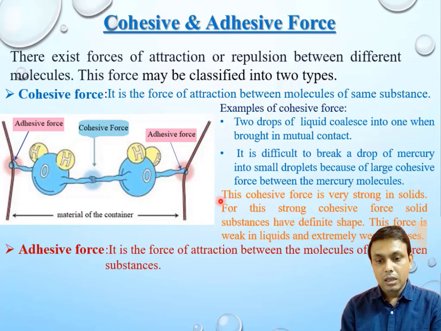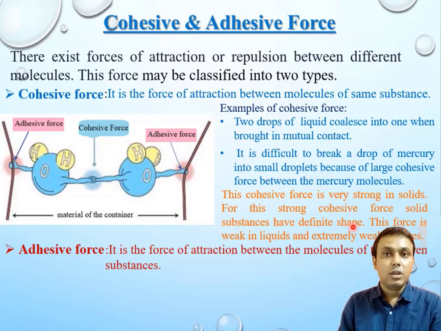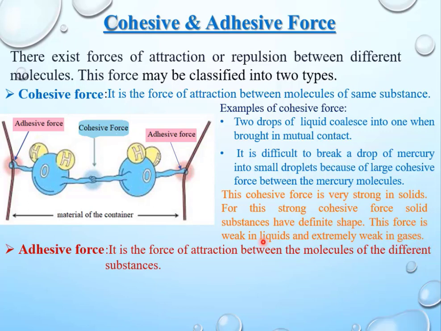Now this cohesive force is very strong in solids. For this strong cohesive force, solid substances have definite shape. অর্থাৎ আমরা জানি কঠিন পদার্থগুলির মধ্যে যে কোহেসিভ ফোর্স কাজ করে তার মান অত্যন্ত বেশি এবং সেই লার্জ কোহেসিভ ফোর্সের জন্য সলিড সাবস্টেন্সের বা কঠিন পদার্থের একটি নির্দিষ্ট আকার থাকে. This force is weak in liquids and extremely weak in case of gaseous substances.